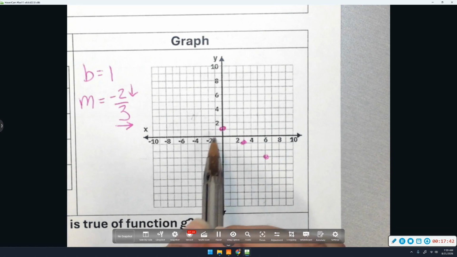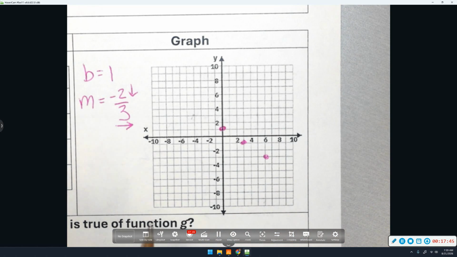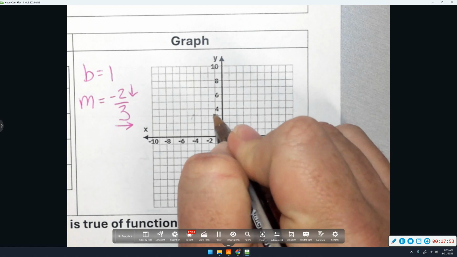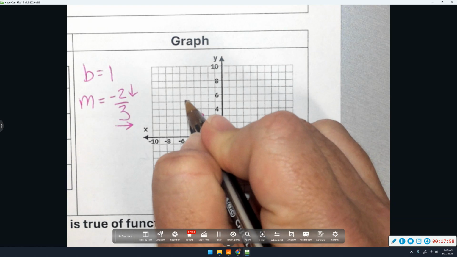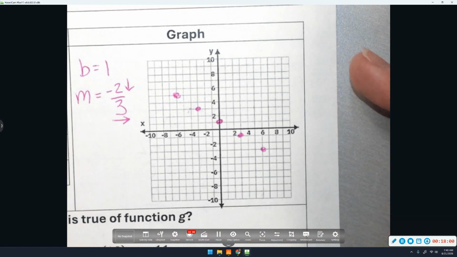Now I'm going to do at least one point in the opposite direction. So what would be my double opposite? What's the opposite of down 2? Up 2. And what's the opposite of right 3? Yeah, so we're going to go up 2, left 1, 2, 3. I'm going to do one more, up 2, left 1, 2, 3, and draw my straight line.